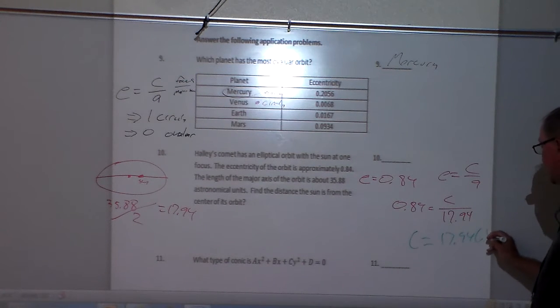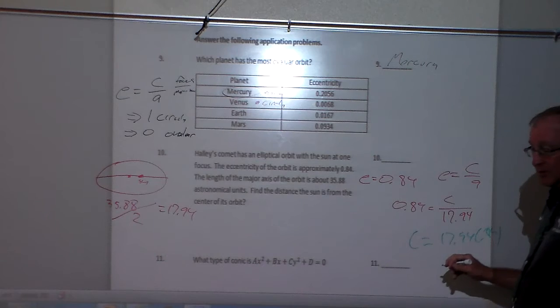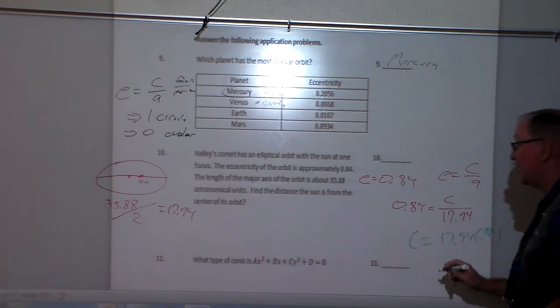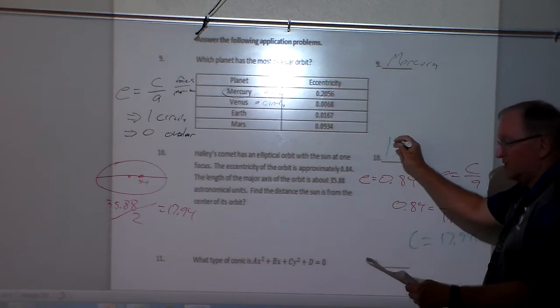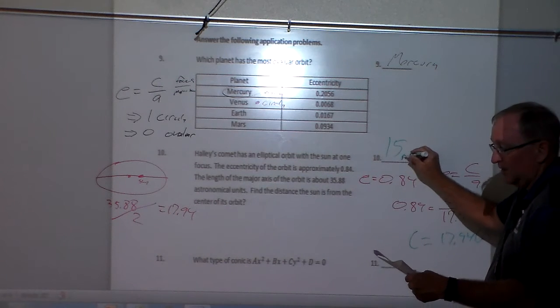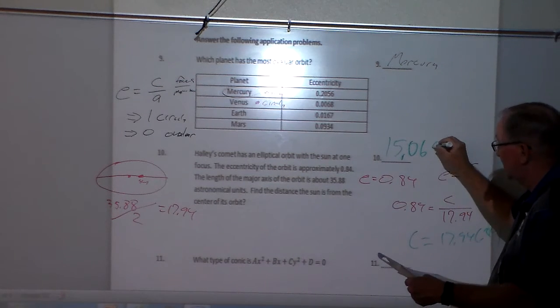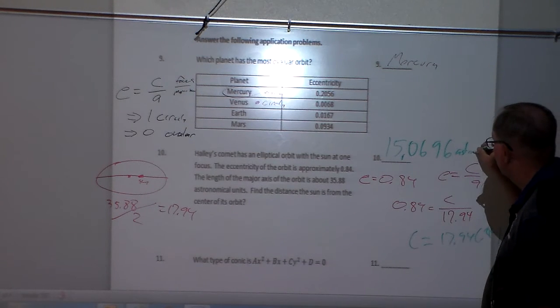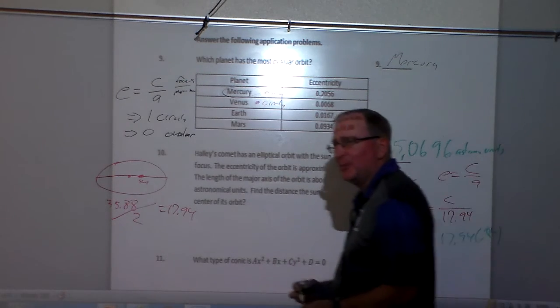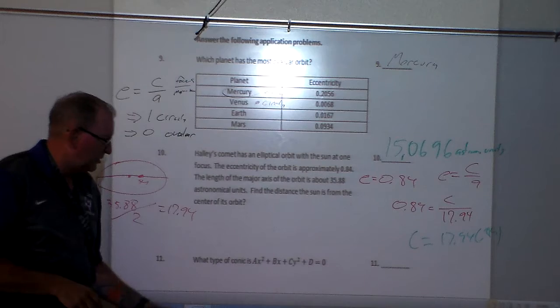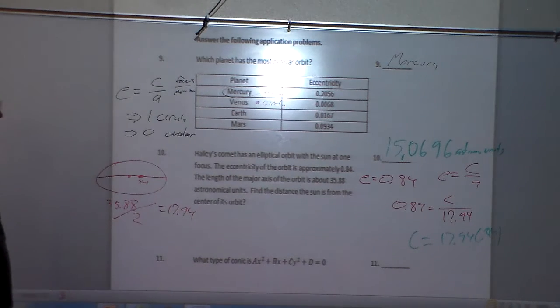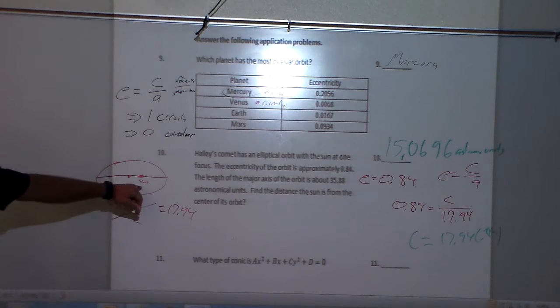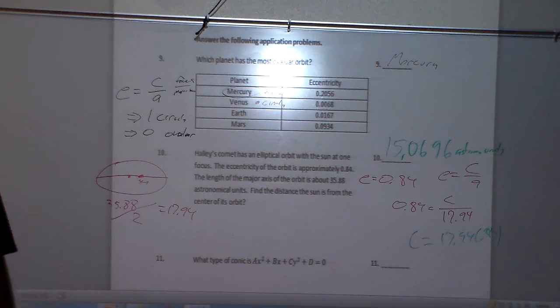17.94 times 0.84, which turns out to be, and I'm going to look at my notes here. I'm pretty good at math, but I'm not that good at memorizing multiplying. 15.0696 astronomical units. And I want to say an astronomical unit is something around 93 million miles. So the sun's still pretty far from the center, but that would be the focus point of where the sun is from the center of the orbit.